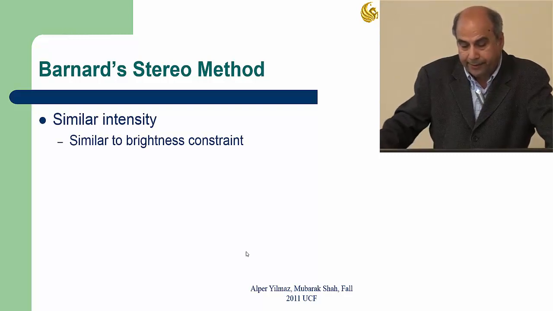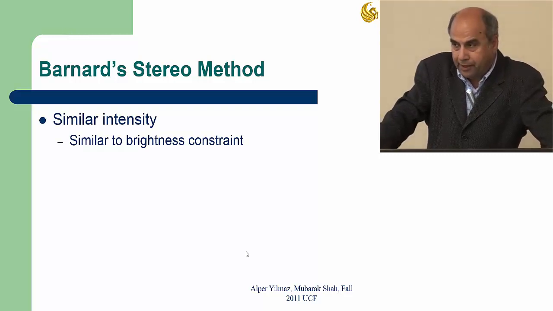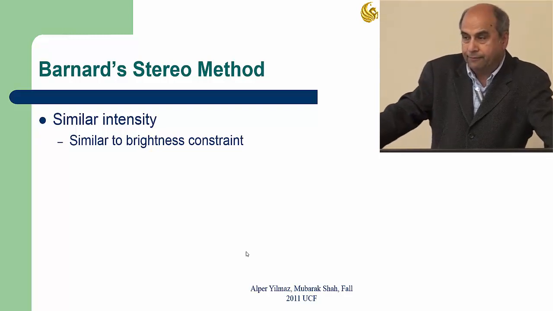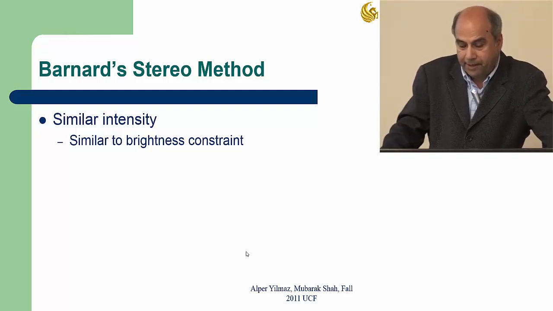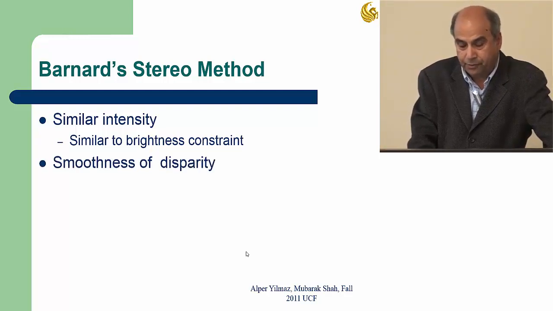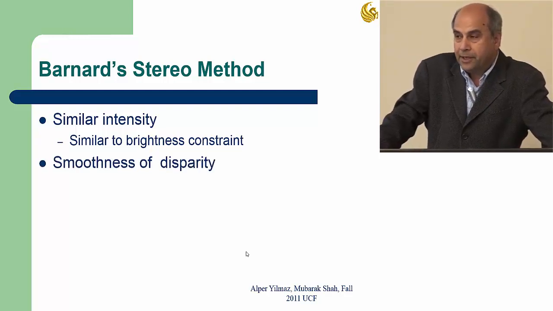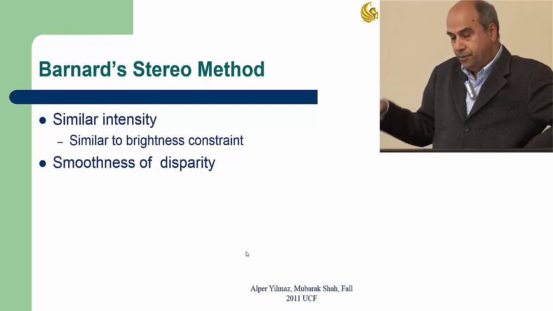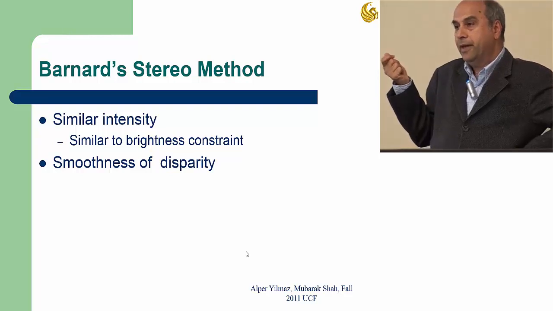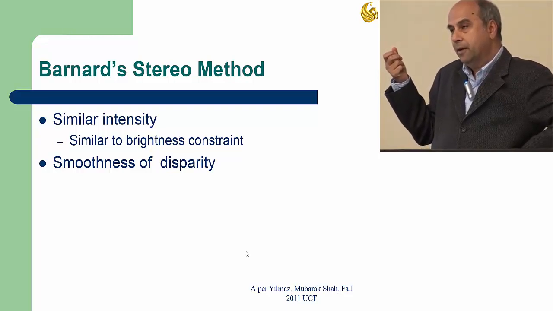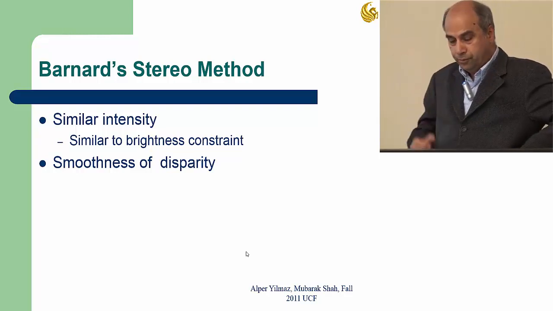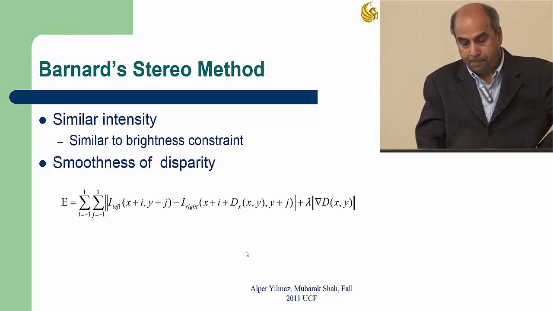So the idea is that we want to find the match so that the brightness of the patch in the left should be the same as the brightness in the right. It's a brightness constraint which we used in optical flow also. But in addition to that, the disparity should be smooth over the image, very similar to optical flow, as you remember. We say brightness has to be constant, and also the motion has to be smooth. So that's a similar thing they use here.